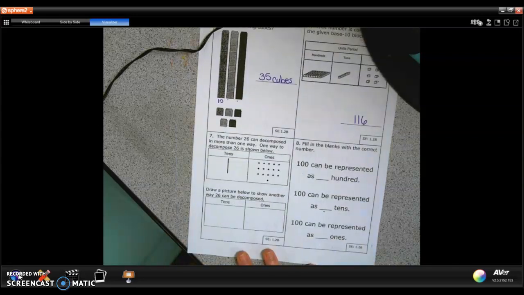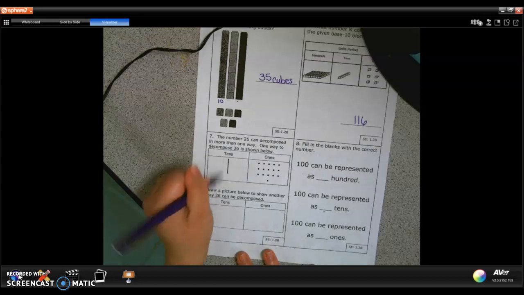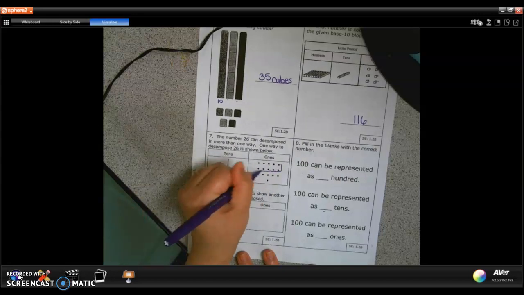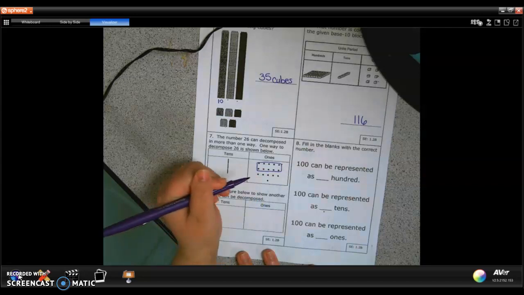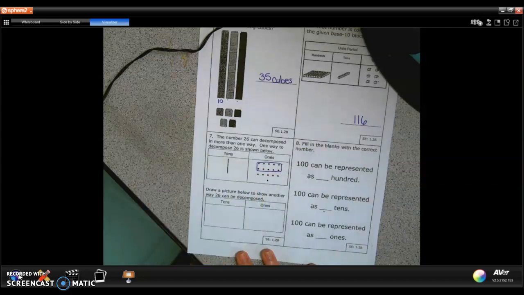The number 26 is decomposed in more than one way. One way to decompose 26 is shown below. So I see I have one group of 10, I have another group of 10, and I have 6 leftovers right here. Draw a picture below to represent another way 26 can be decomposed.